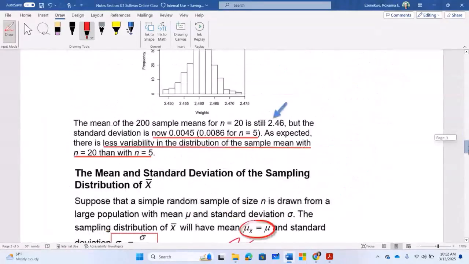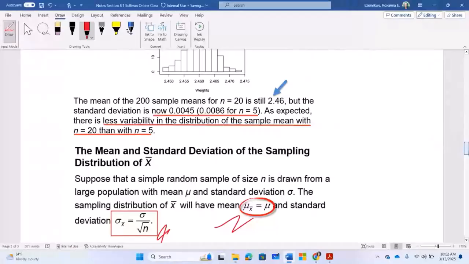The mean of 200 sample means. This is the original data. Original data has sample size of 20, and this is the mean. But the standard deviation is now, as expected, there is less variability in the distribution of the sample mean with n equal to 20 than with n equal to 5. And how did they actually collect it?